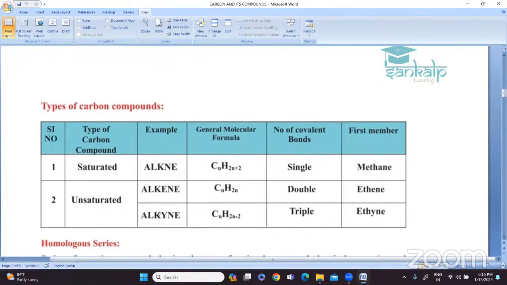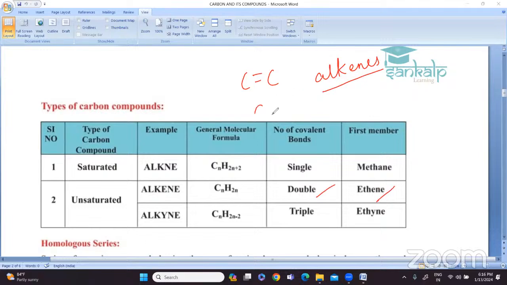Next is the second class of carbon compounds, called unsaturated compounds. What do unsaturated compounds mean? The carbon-carbon bond will have either a double bond or a triple bond between them. If you have a double bond between the carbon atoms, the compounds are called alkenes. The formula is CnH2n, and the first member of this group is ethene.